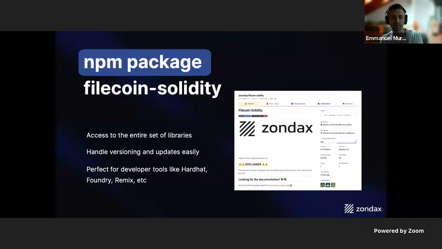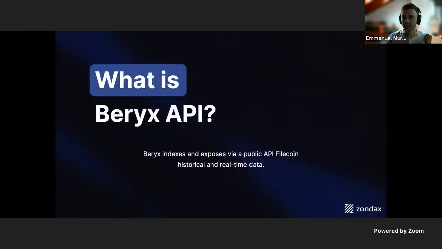We handle the versioning. It's easier to handle versioning and updates because we are using semver standards. So breaking changes, new features and patches, it's going to be easy to see what is happening when we release a new version. And it's perfect for developers because, as you might know, it's easy to use them from, as I mentioned before, Hardhat, Foundry, Remix. It's just a matter of naming them in your smart contract code, and Hardhat, Foundry, and Remix will fetch the package itself for you. And that's what I have to tell you about the Solidity library.